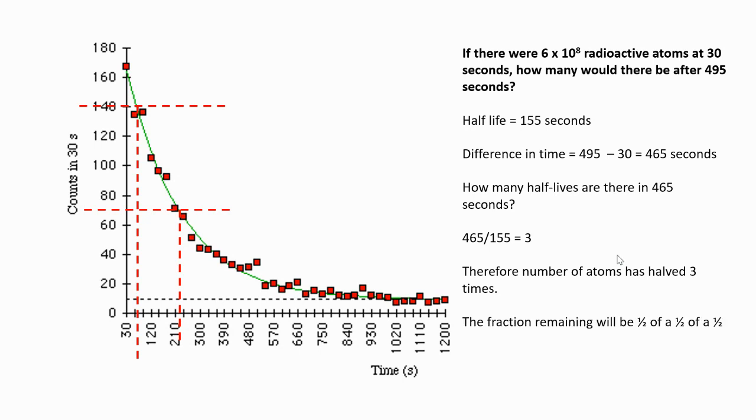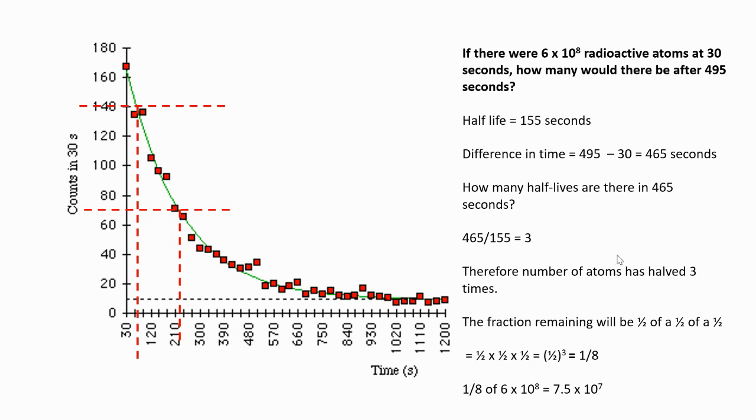So the fraction remaining is going to be a half of a half of a half of 6 times 10 to the 8 radioactive atoms. In other words, half times a half times a half, or a half cubed, is going to be 1/8 of those original atoms remaining. We simply do 1/8 of 6 times 10 to the 8, and we get 7.5 times 10 to the 7 radioactive atoms remaining after those 465 seconds have passed.